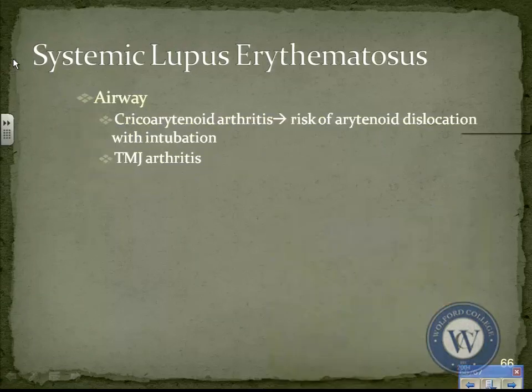Okay, airway is always what we care about. With lupus, you get cricoarytenoid arthritis. So you can have a risk of an arytenoid dislocation with intubation. And what I'd recommend if you're doing an intubation on this is put the smallest tube possible in these individuals. They also have a higher risk of developing TMJ disorder.